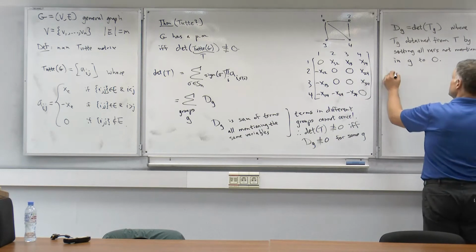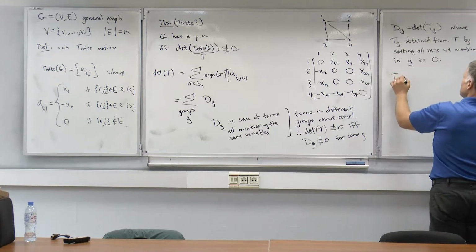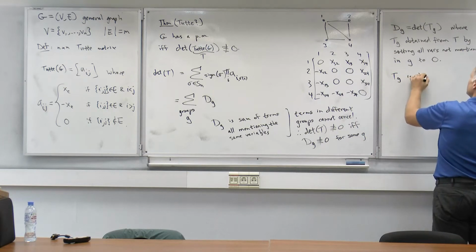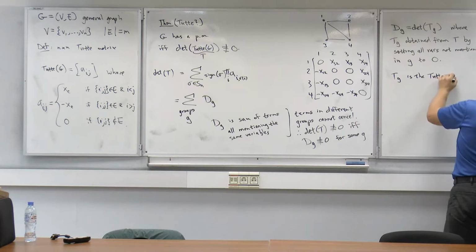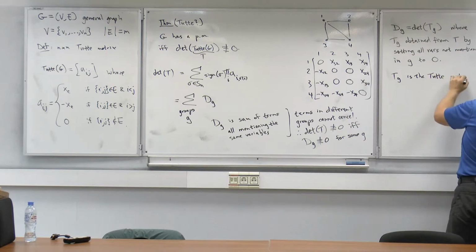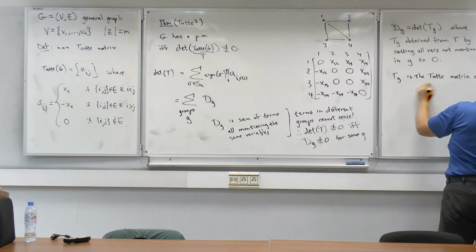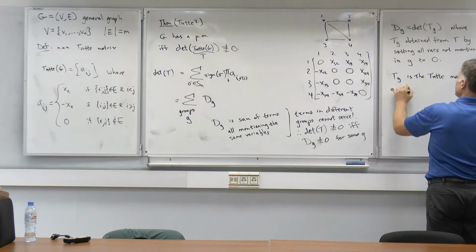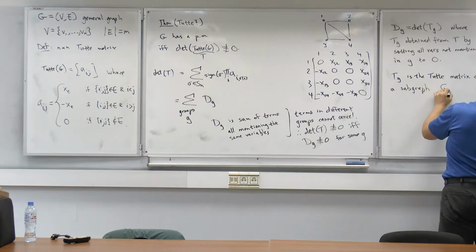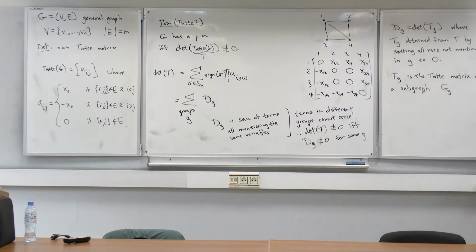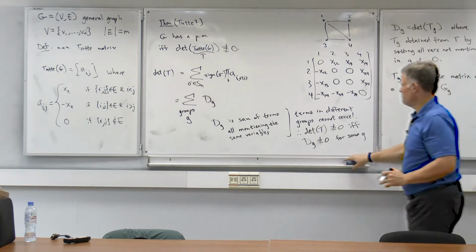So TG is the Tutte matrix of a subgraph. I'll call it G sub G. So this G sub G actually has to be fairly simple.